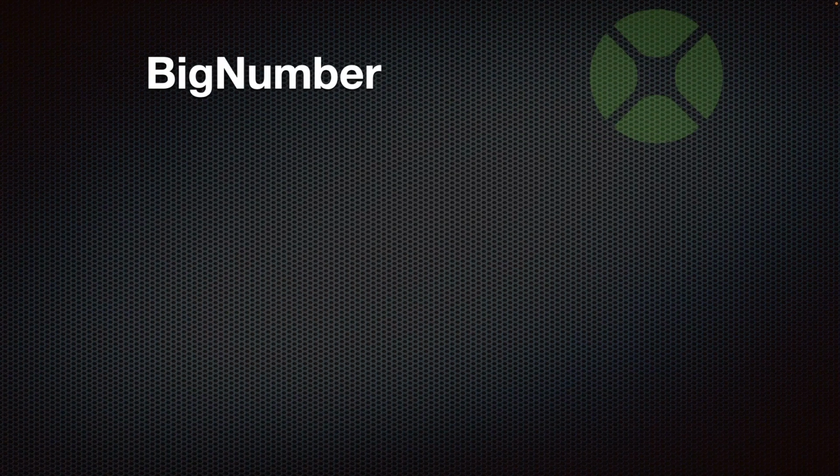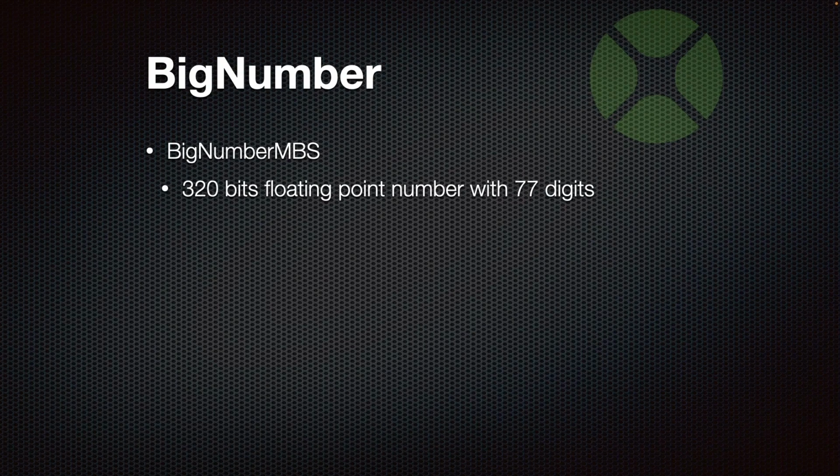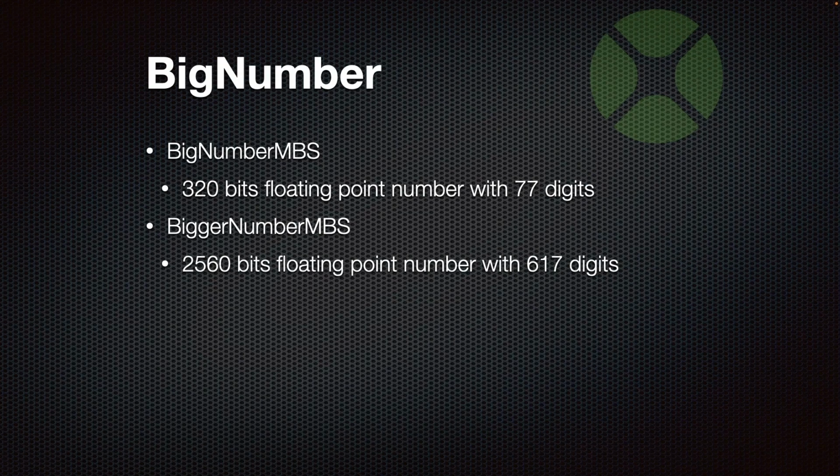Then we have some people doing math in Xojo. So because double has limited precision, we got BigNumber. This is a 320-bit floating point number with a precision of 77 digits. But then people complained. We got bigger number. So, more precision. Wow. 2,560 bits with 600 digits. That was then sufficient for the time being. But then someone asked me, "Oh, that's floating point. We need exact precision." So we got a large number.